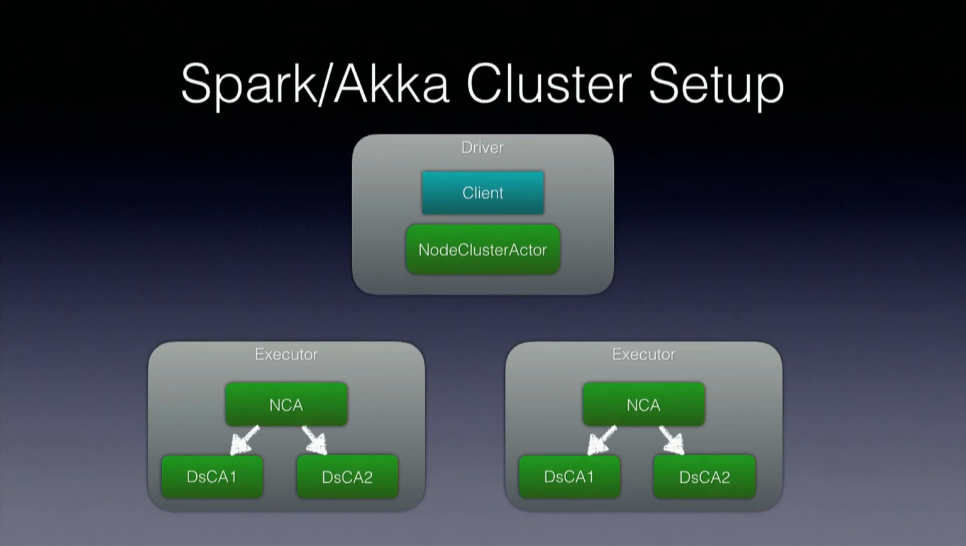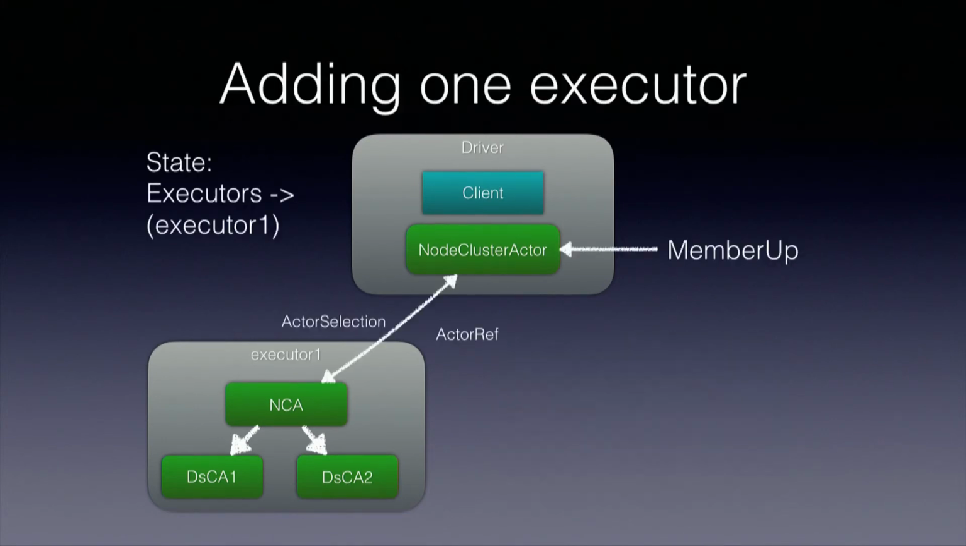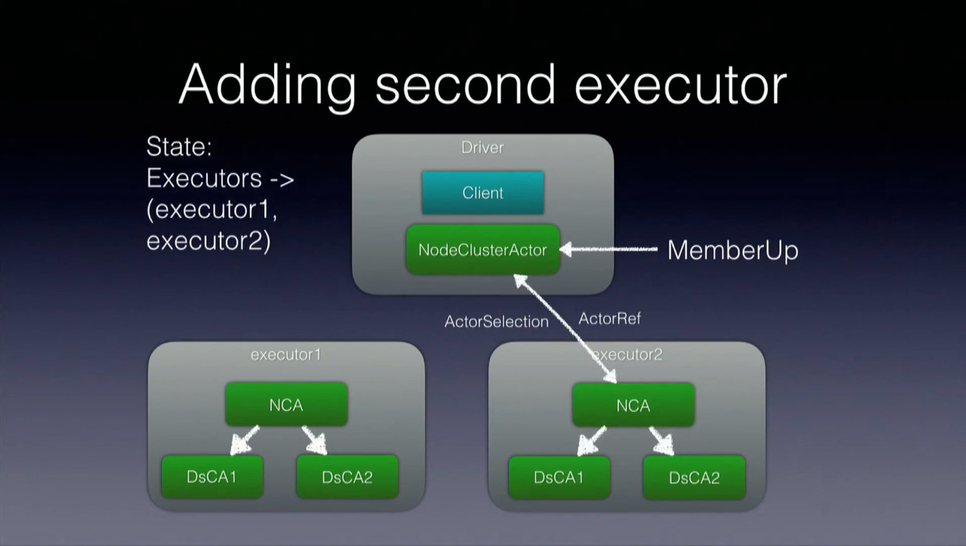Let's say that you have an actor in a driver that can respond to membership events in Akka cluster. So what happens is that when an executor comes up, it will send an event to this actor in the driver, and it will know about membership changes. So it knows that an executor is coming up. In this case, executor 1 comes up, and then executor 2 will come up, and then you get another member up event. And then the node cluster actor knows that another one has come up. Now, this is pretty interesting, and it's pretty non-standard.